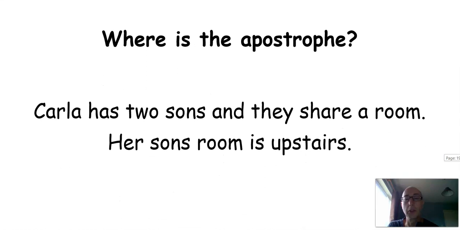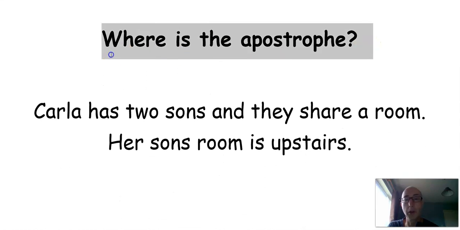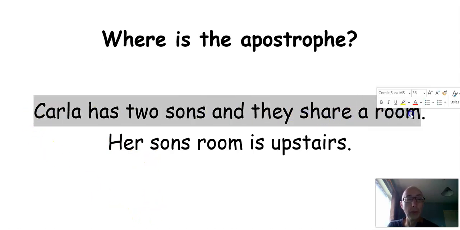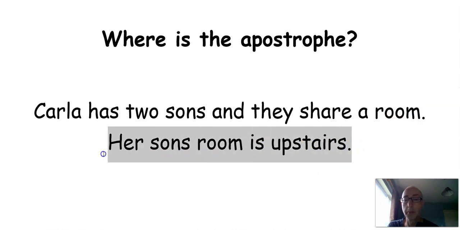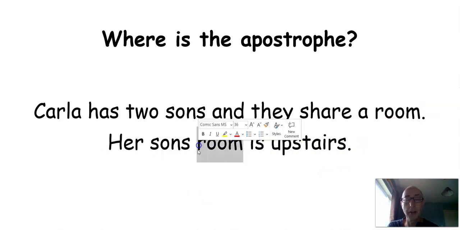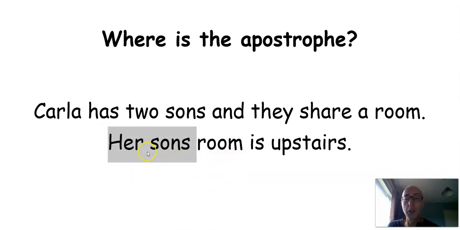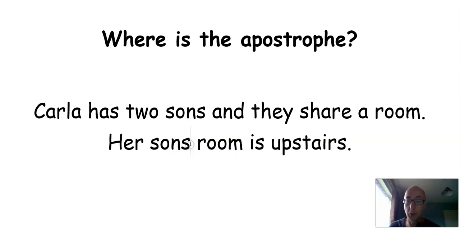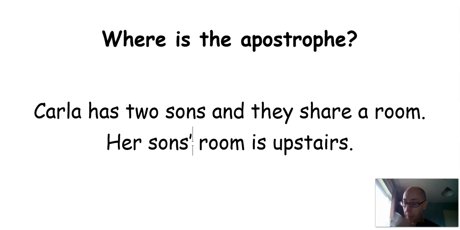So let's do some practice. Where is the apostrophe? Carla has two sons and they share a room. Her sons' room is upstairs. The room is singular, it doesn't make any difference. Her sons' room. So the room belongs to her sons. So we need to indicate possession. We need to show that they possess the room, that the room is theirs. So we need an apostrophe. Where does it go? Well, if it was one son, it would go here. But of course it's not one son. It's two sons. So it just goes there. That's all.